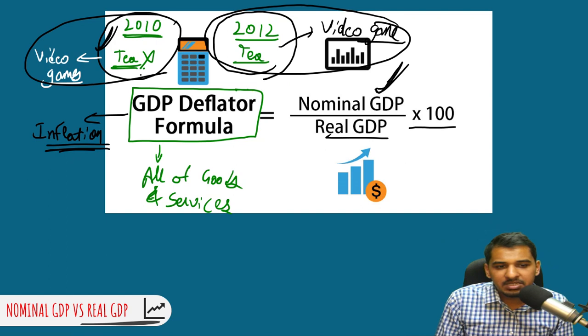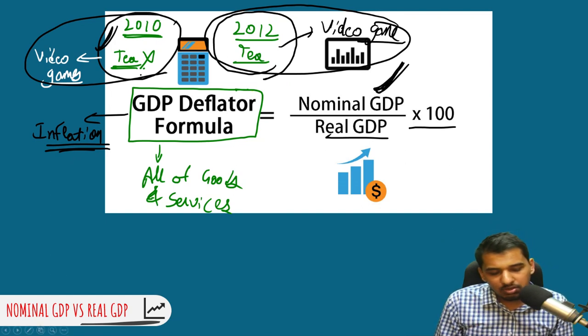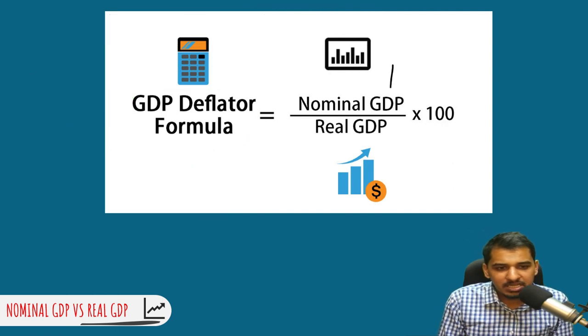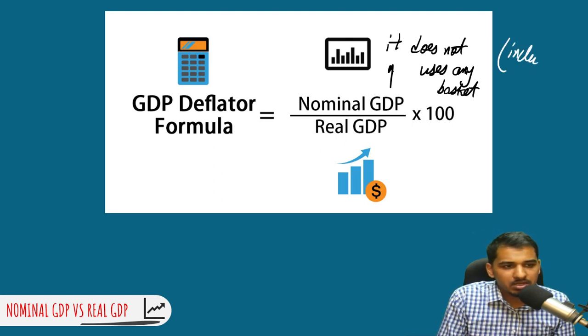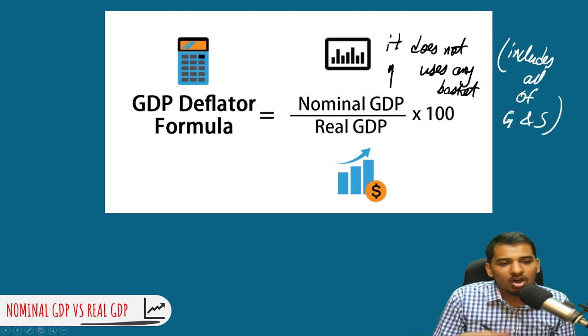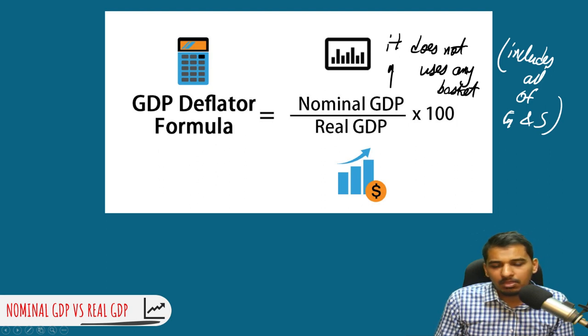So the nominal GDP is the total GDP, not any basket of goods and services. Please remember that in this case, it does not use any basket. All of them are included. It includes all goods and services, not any basket.